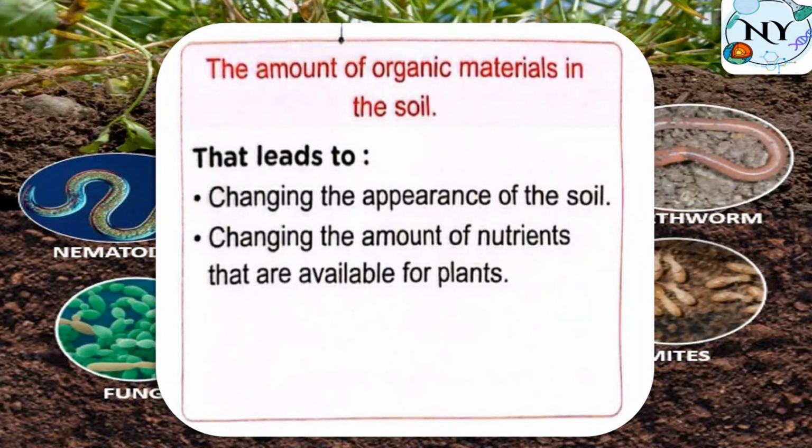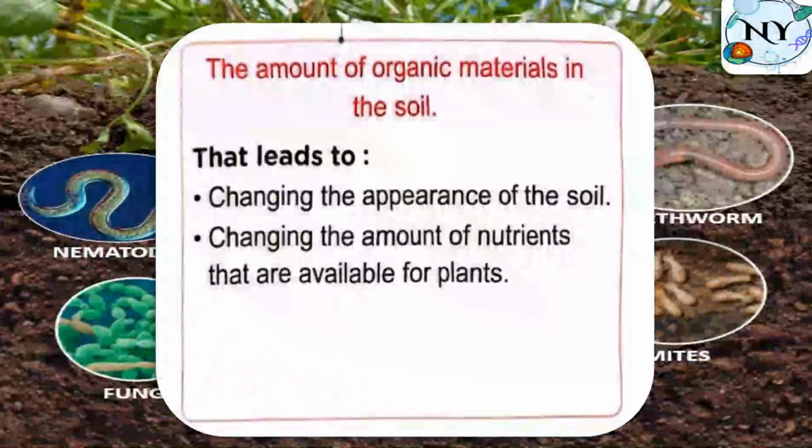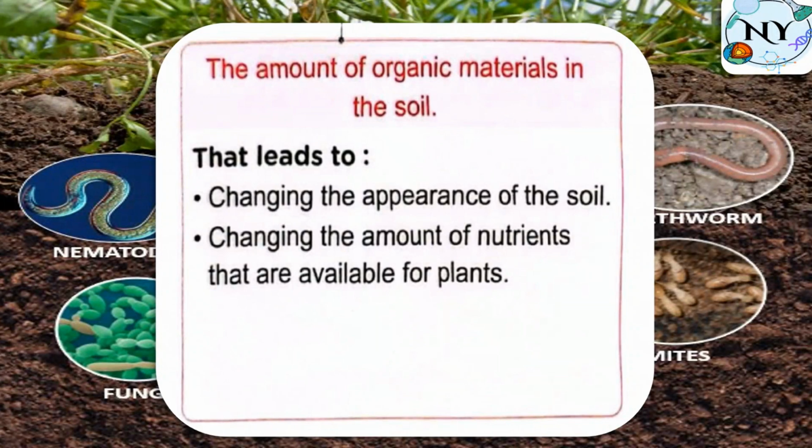The difference in the amount of organic materials in the soil leads to changing the appearance of the soil. The look of the soil changes and the amount of nutrients also differs. For instance, if I have soil with a high amount of organic materials, of course it will be fertile. The soil fertility here will be very high, so it is suitable for planting.